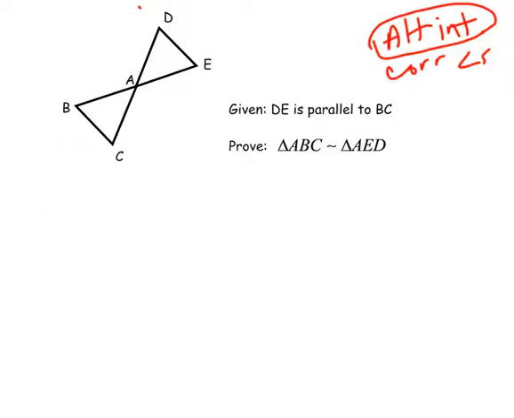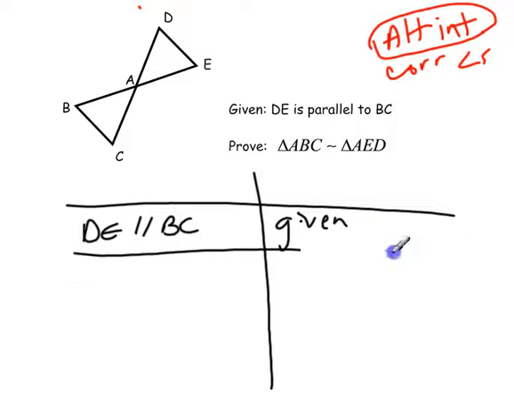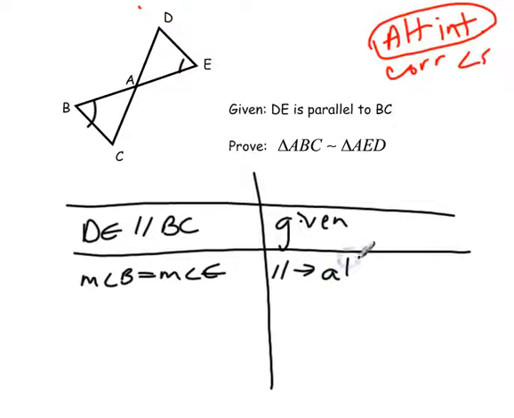We'll draw our diagram. We'll draw our chart. We start out with a given. DE is parallel to BC. And then we said, because those two lines are parallel, once we're just feeding off of this piece of information, that angle B must be equal to the measure of angle E, because parallel lines implies alternate interior angles are equal in measure.